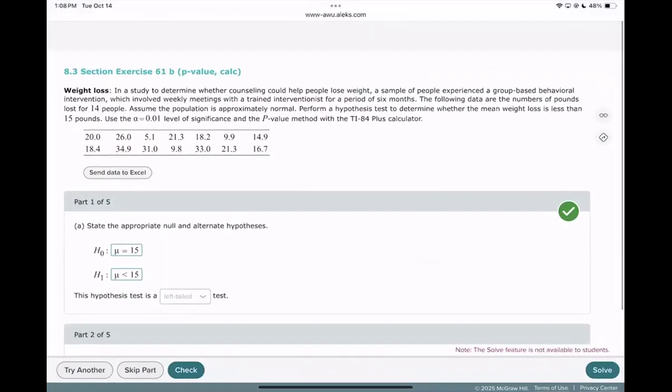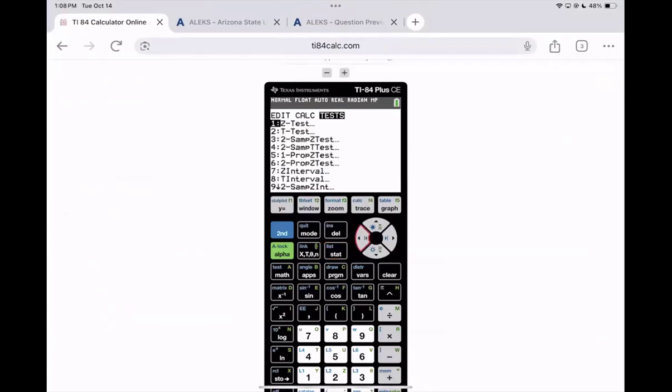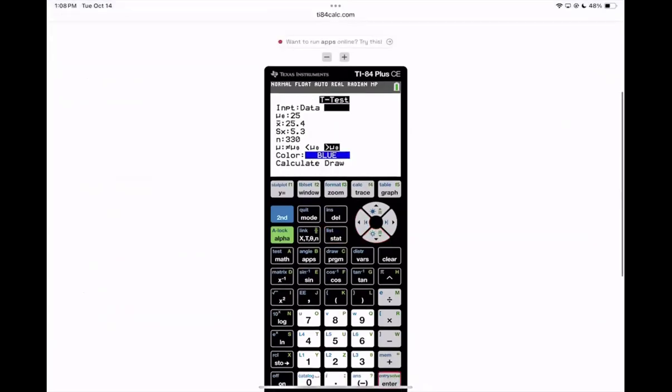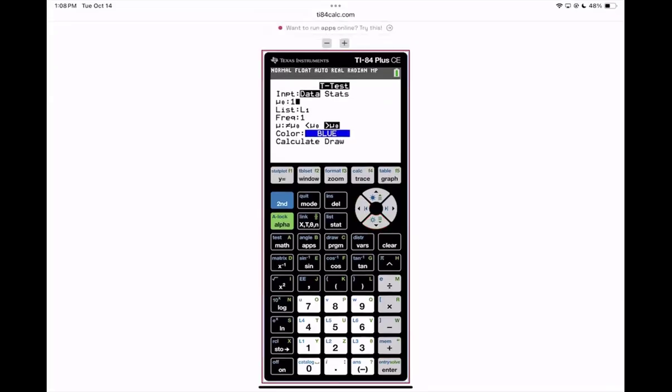Now we need the test statistic and all that. So now this is when we go back to the calculator. All their values are in L1. Go back to the test menu. This is a t-test. But this time, we're not entering statistics, we're entering data. And the null hypothesis is that the mean weight loss is 15 pounds, so I should make this a 15. We're using list one. Don't worry about frequency, we don't touch that. The alternative hypothesis is that they lost less than 15 pounds. So now let's go ahead and calculate. Our test statistic is this 2.1249, blah, blah, blah.